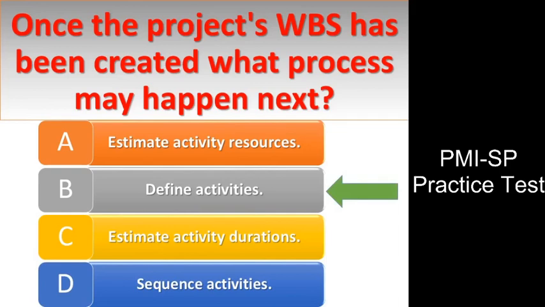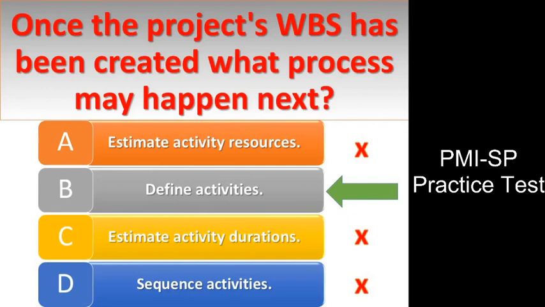Answer is B. Explanation. The define activities process is the process that may begin once the project's WBS has been completed. In some projects, it is possible to complete the WBS and the activity list at the same time. Answer option D is incorrect. Sequencing the activities cannot happen until the activity list has been created.